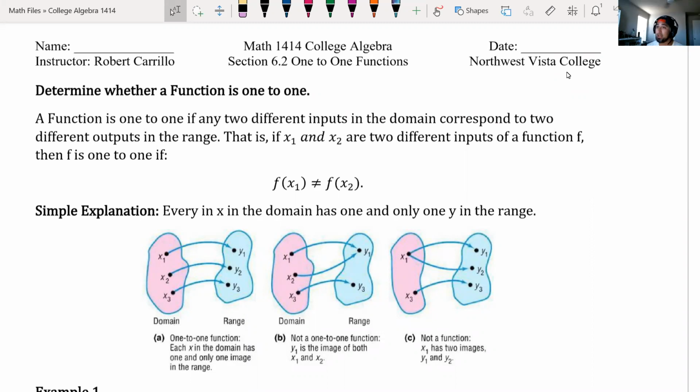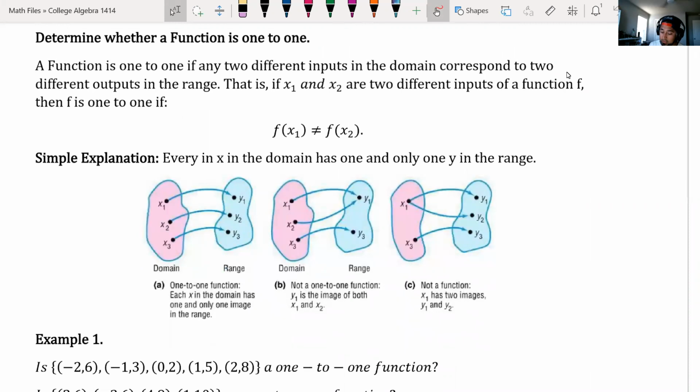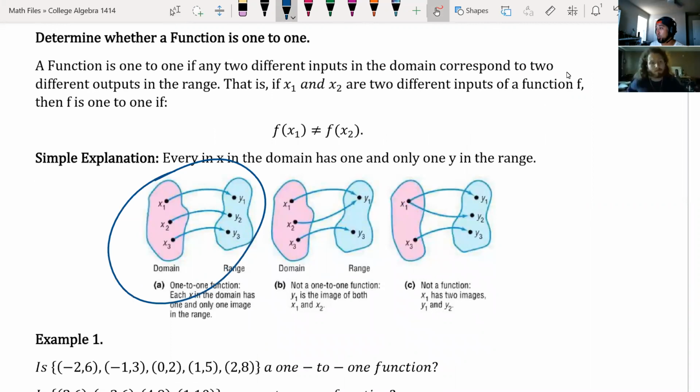What this means is that if you are one-to-one, every x has one and only one y value. Every x in the domain has one and only one y value in the range. The very first blob represents a one-to-one function. We see that x1 goes to y1, x2 goes to y2, and x3 goes to y3. So this is an example of a one-to-one function. This is what we're going to be focusing on today.